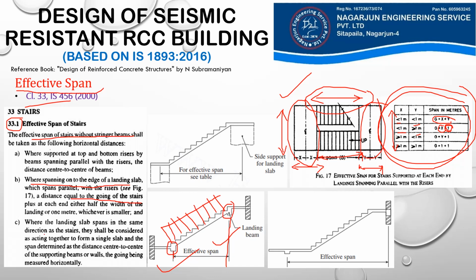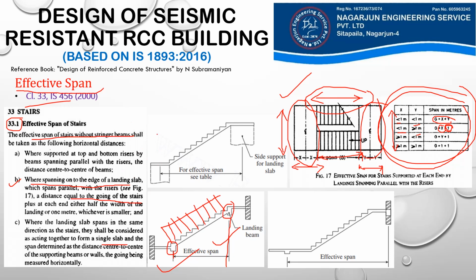And finally, in number C, when the landing slab spans in the same direction as the stairs. In number B, we saw landing slab spanning transverse to the direction of the stairs. But if our landing slab is spanning in the same direction as the stairs, then they should be considered as acting together to form a single slab, and the span determined as the distance center to center of the supporting beams or walls, the going being measured horizontally. That means when the landing slab is spanning in the same direction as the stairs, the effective span is the center to center distance between the supporting beams or walls.